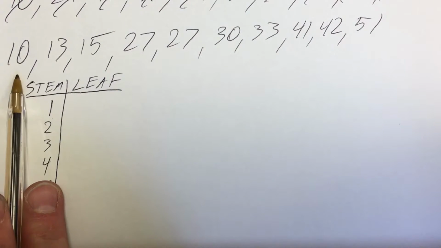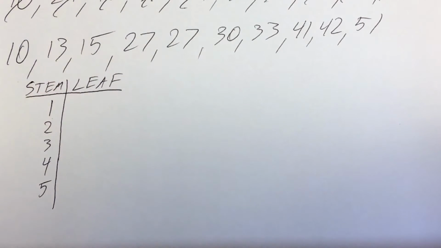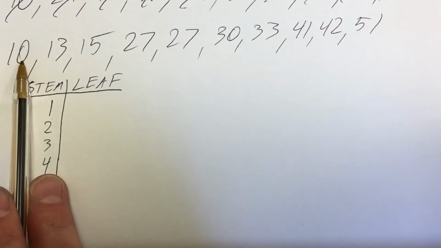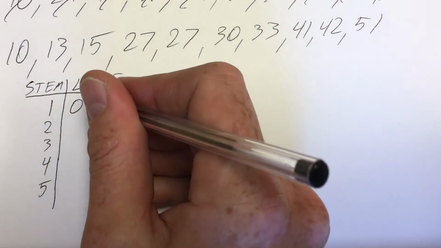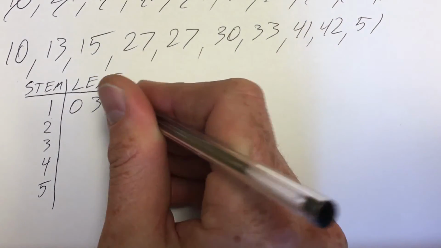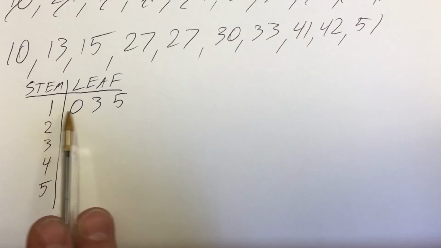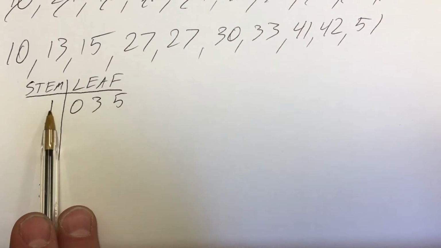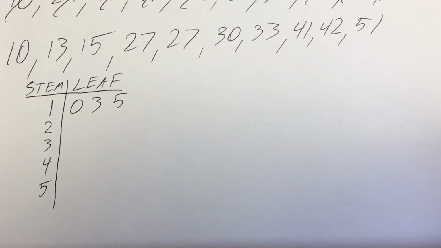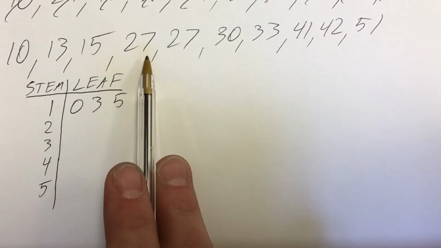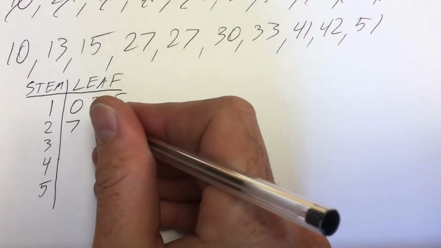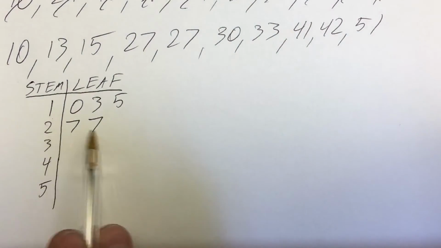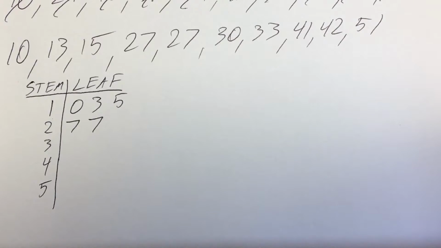Looking at the tens digit, we have the numbers 10, 13, and 15. The leaf again will represent the ones digit. So we add a 0 to the leaf, and then a 3, and then a 5. This will represent the number 10, the number 13, and the number 15. Looking at the 20s, we have two 27s. We put a 7 for one 27, followed by a second 7 for the second 27.